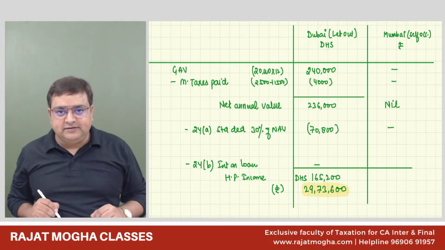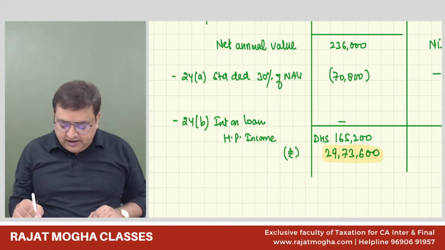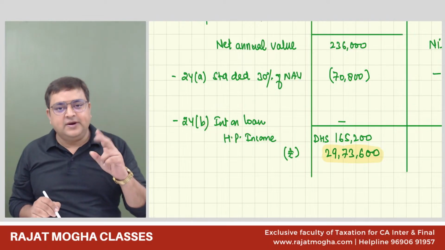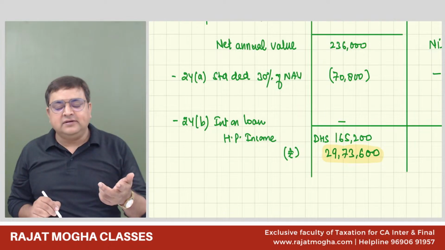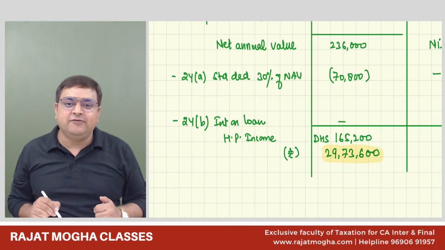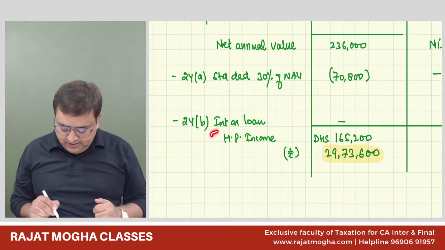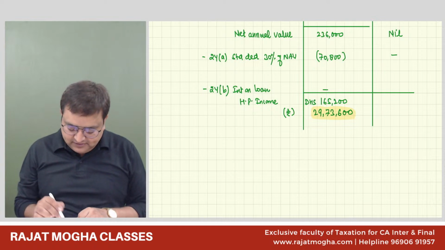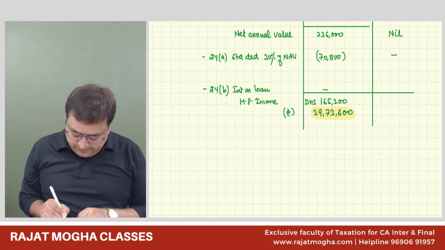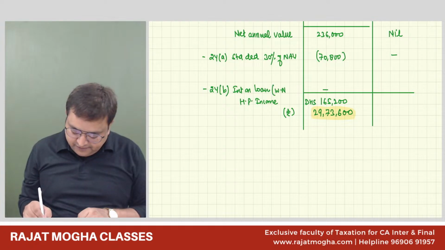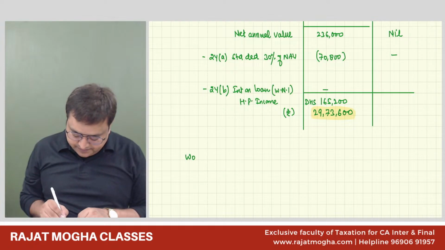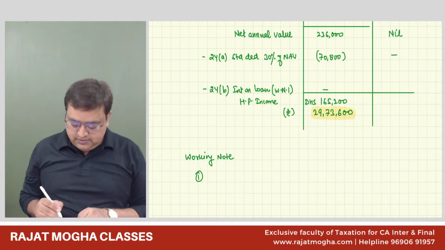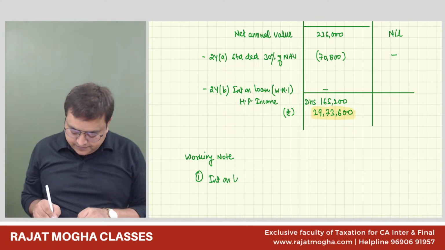Now interest on borrowings. Now we understand that interest on borrowing has two parts. One is current year borrowing. Second is if there is any pre-construction period, then 1/5 of the pre-construction period interest also. So let us make a working note for interest on loan, because here we don't have a space. Working note number 1: interest on loan for Mumbai house.